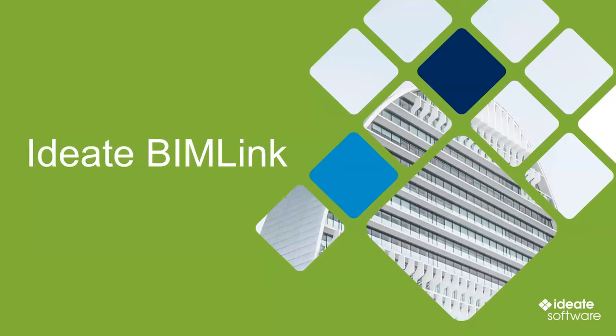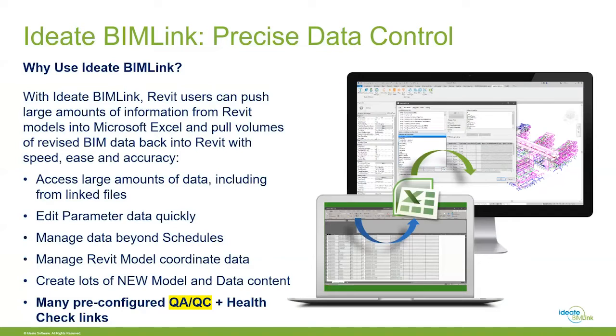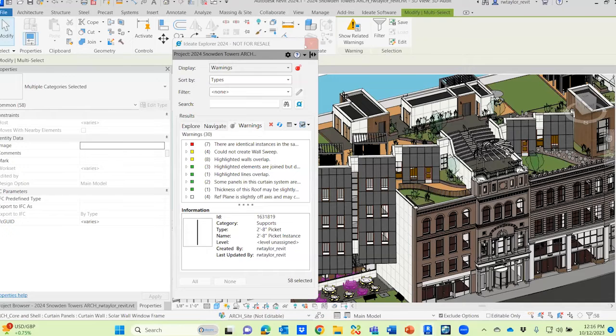The next solution is Ideate BIMLink. And this is what I was talking about, allowing you to extract information from the Revit model, all the parameter information, and send it to Excel and be able to make changes and updates. And so you could rename views, you can basically rename anything within Revit, and you can also export, like I said, that parameter data.